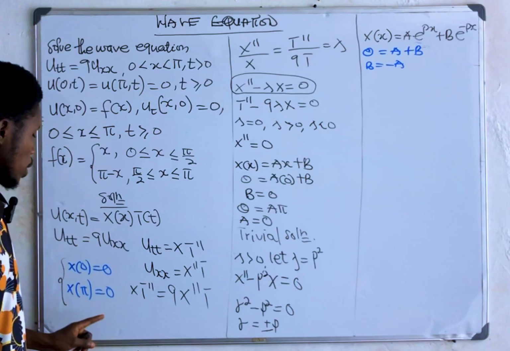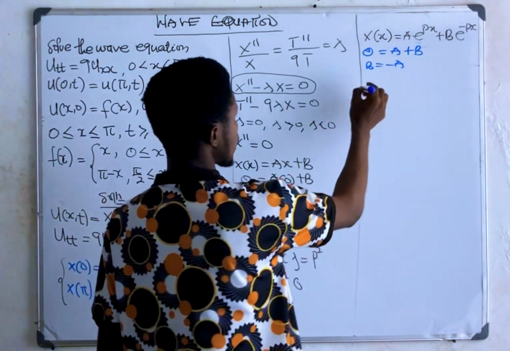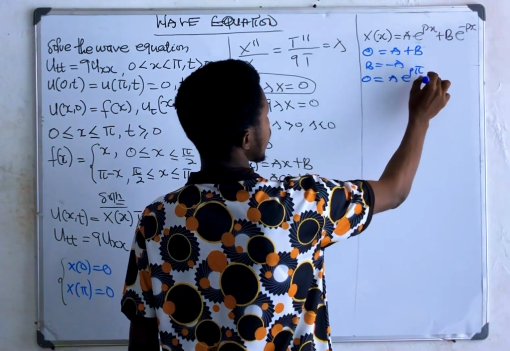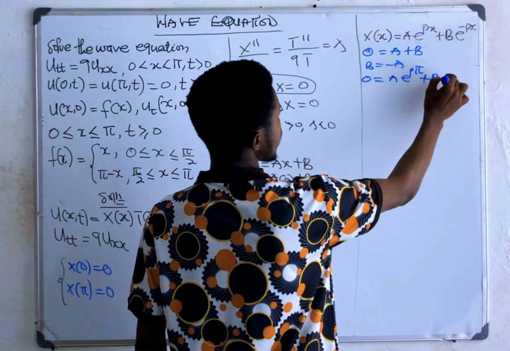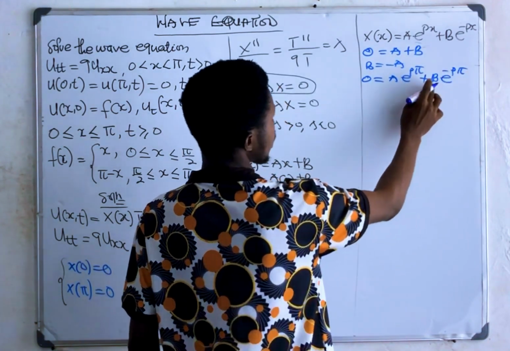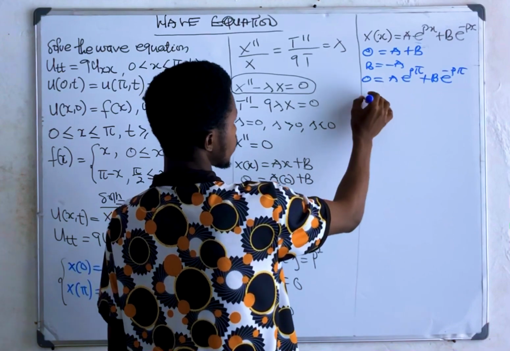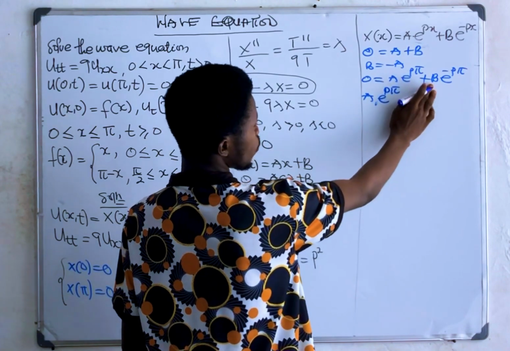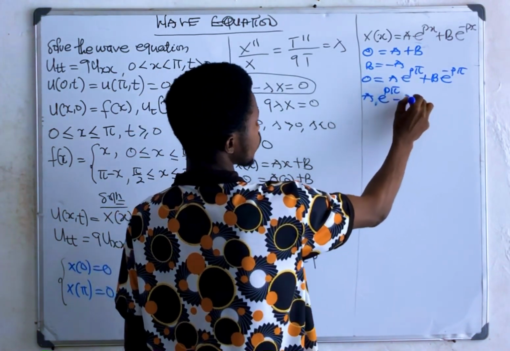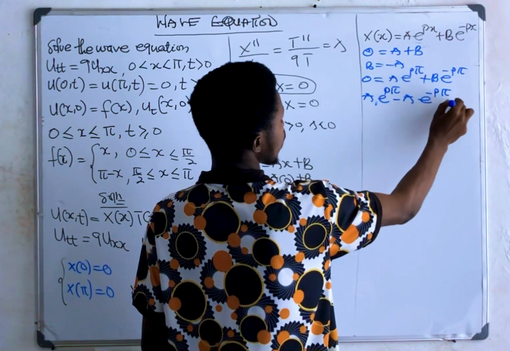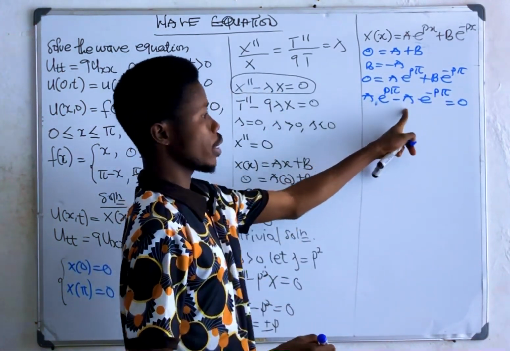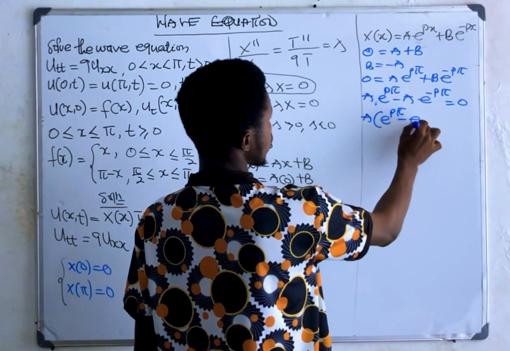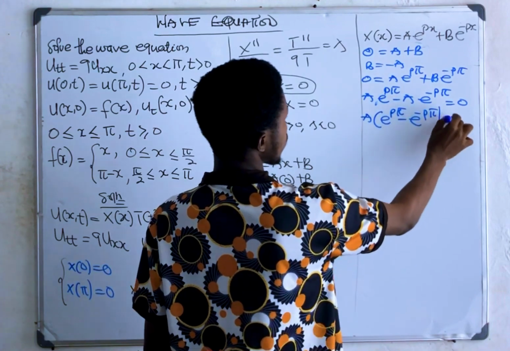Now let's also check for the pi one. Capital X is 0, so 0 equals a e to the power p pi plus b e to the power negative p pi. But this b is the same as negative a, so instead of b, let's put negative a there. So we have a e to the power p pi, minus a e to the negative p pi, and this is equal to 0. A is common, so I can factorize it out, leaving e to the p pi minus e to the negative p pi, and this is equal to 0.